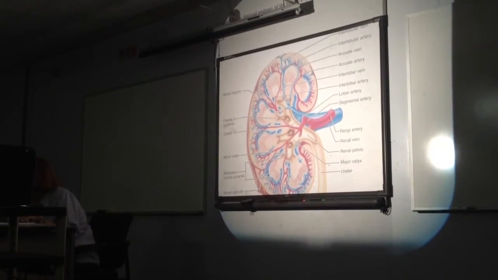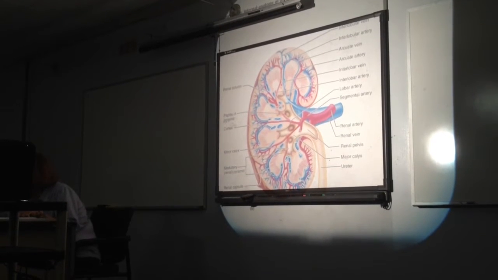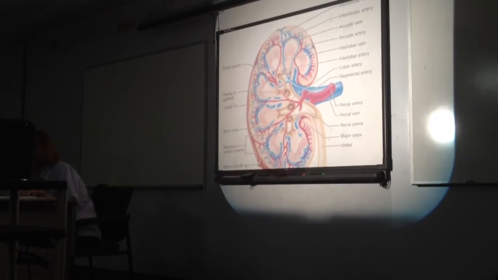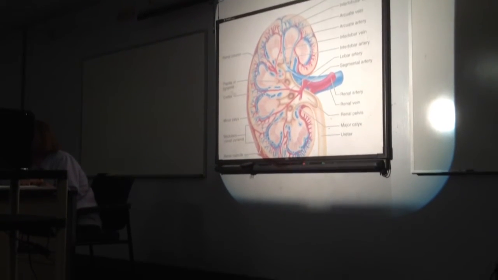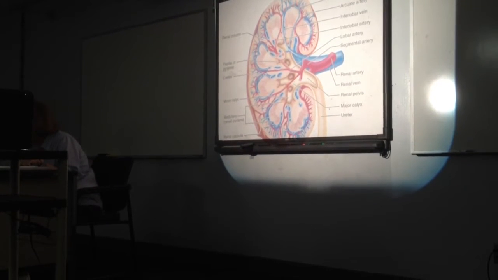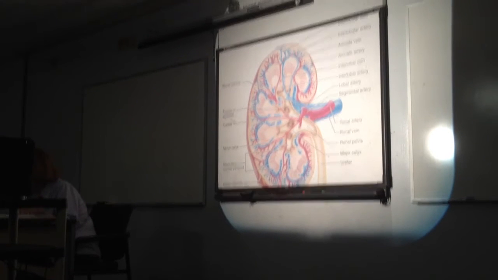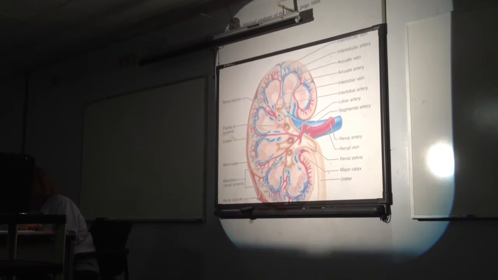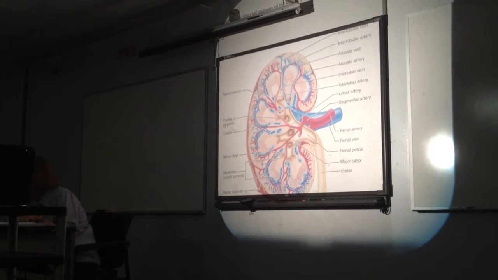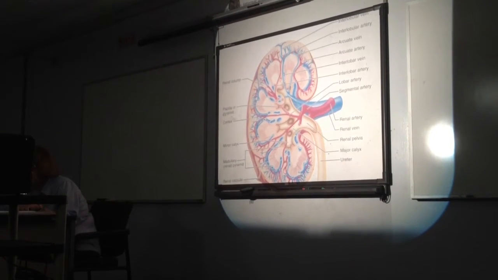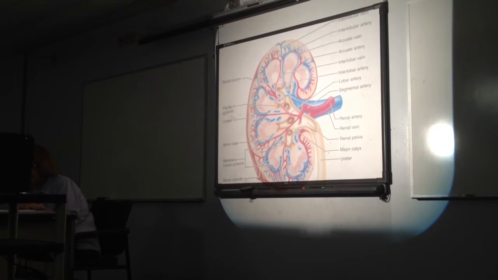Okay, letter G. The renal pelvis subdivides into 2 or 3 tubes called the major calyces.